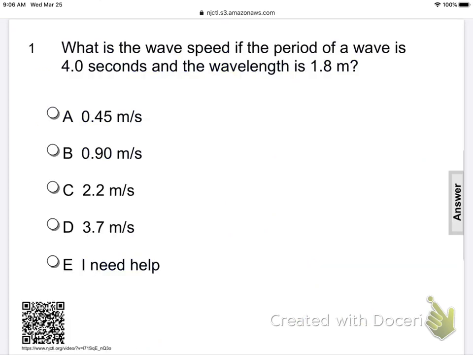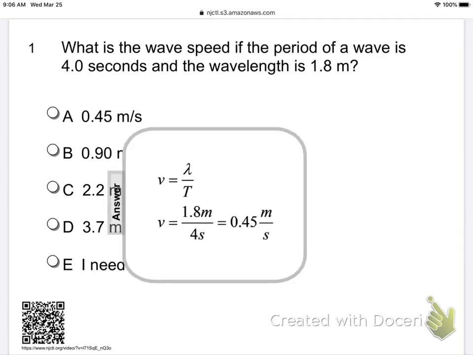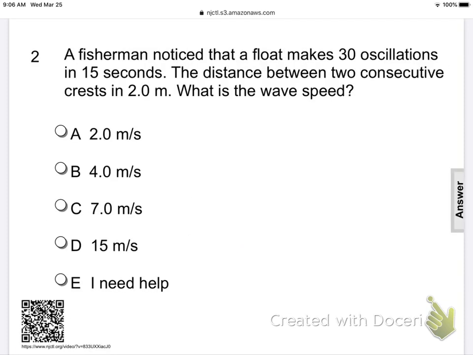What's the wave speed if the period of a wave is 4 seconds and its wavelength is 1.8 meters? They want to know wave speed. We substitute in the wavelength of 1.8 meters over the period, which is 4 seconds, and we come out with 0.45 meters per second.